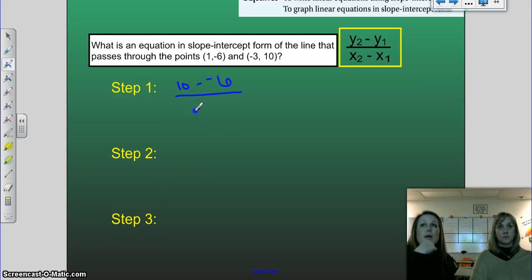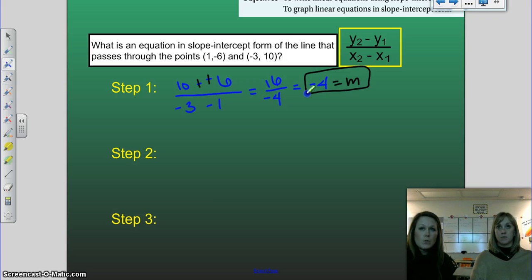Then we have negative 3 minus 1. So now simplify. Minus negative means plus positive. So I've got 16 over negative 4. Simplify this out, and I end up with negative 4 over 1, or negative 4. So that is my m. So part 1 done.